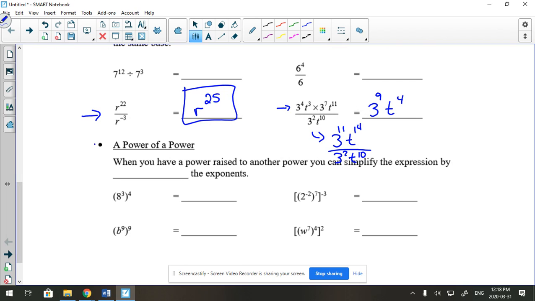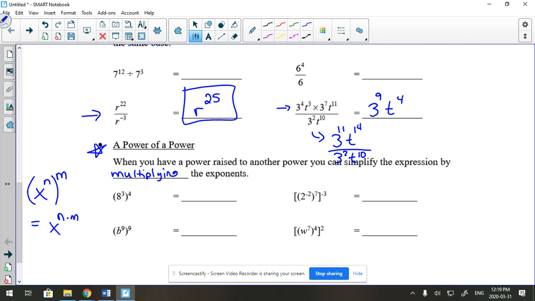Power of a power. When you have a power raised to another power, you can simplify the expression by multiplying the exponents. In general, if I have an expression raised to a power and then raised to another power, that is going to equal that same base, and then those powers multiply together.